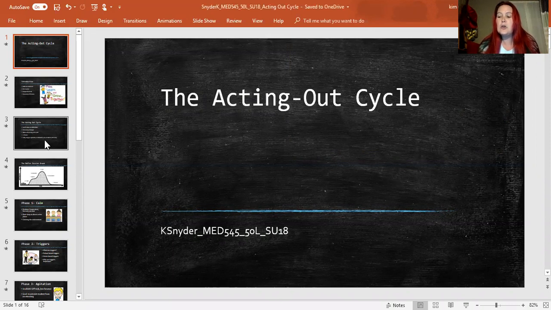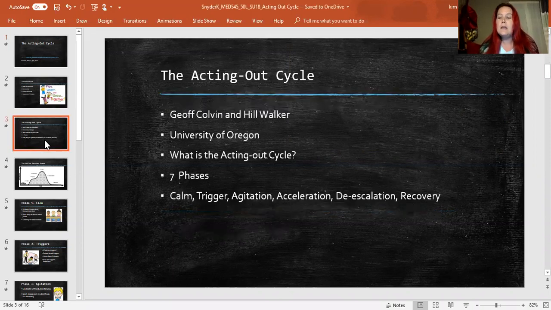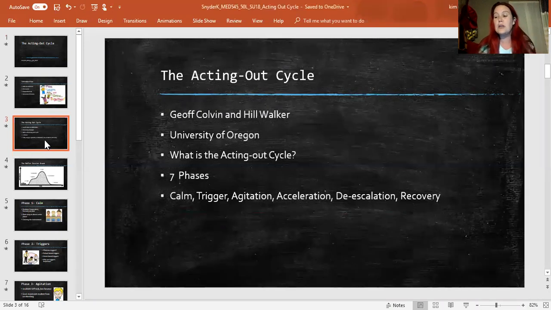The acting out cycle shows us that behavior happens in a cycle. The explosive behaviors like screaming, throwing things, tearing up papers are actually at the end of the cycle. Many things lead up to these physical behaviors. As teachers, we need to learn to recognize the cycle of behavior from the beginning. Today, we will discuss the 7 phases of the acting out cycle. Understanding the phases will help you, as the teacher, to recognize the triggers that occur prior to the unwanted behavior.